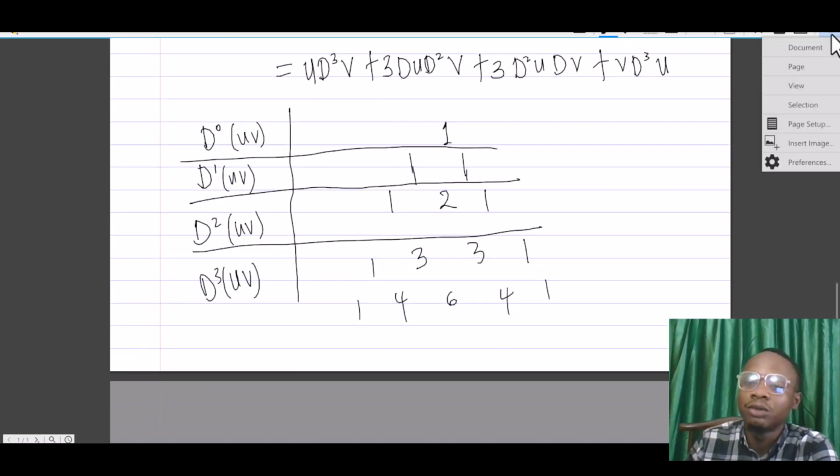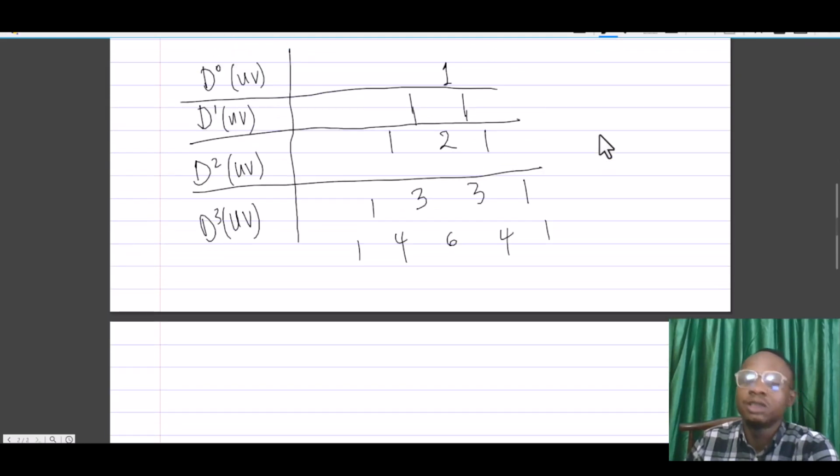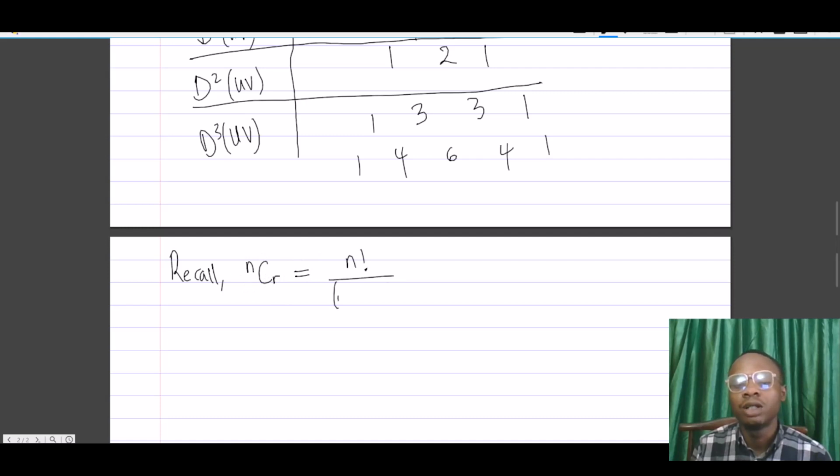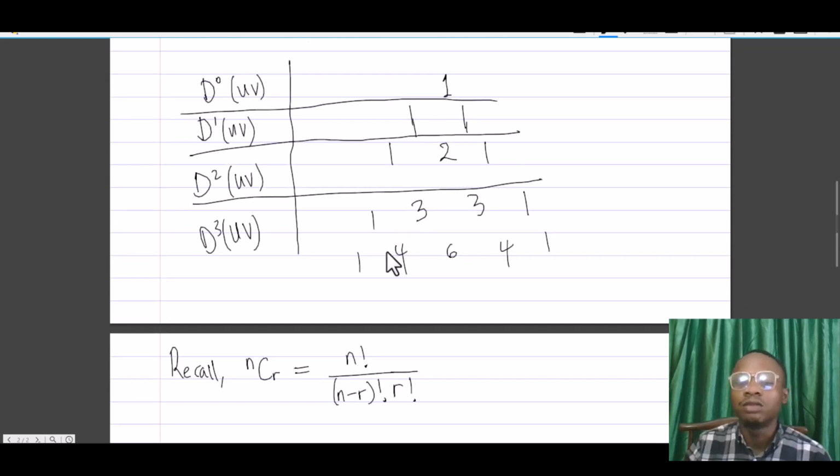Okay, so we should recall the idea of combination. If we take, for instance, n combination R, you should recall this idea, which we are going to use here, and which is a major part of the Leibniz formula. We should recall that n combination R is the same thing as n factorial over n minus R factorial multiplying R factorial. So basically, that is the idea here. That is how we came about all of these coefficients.